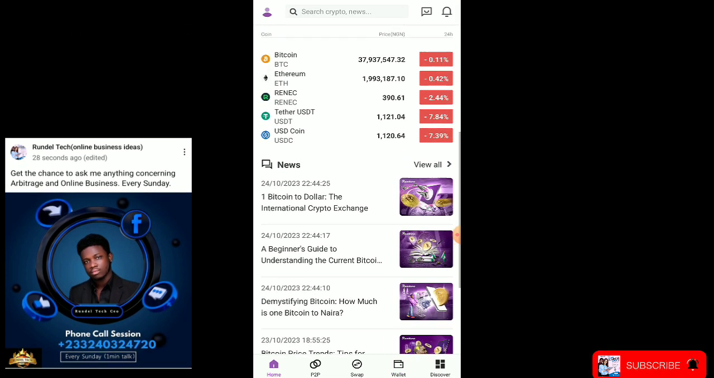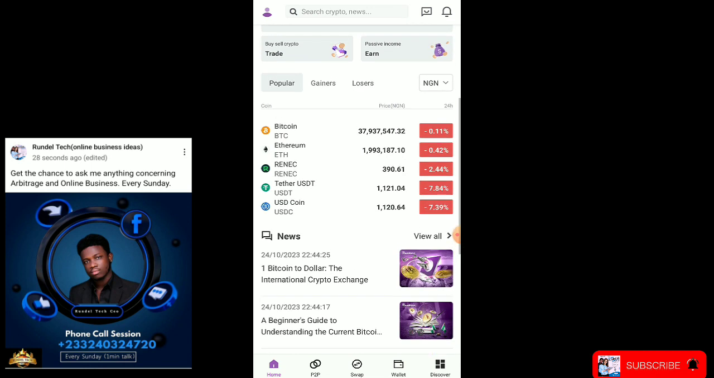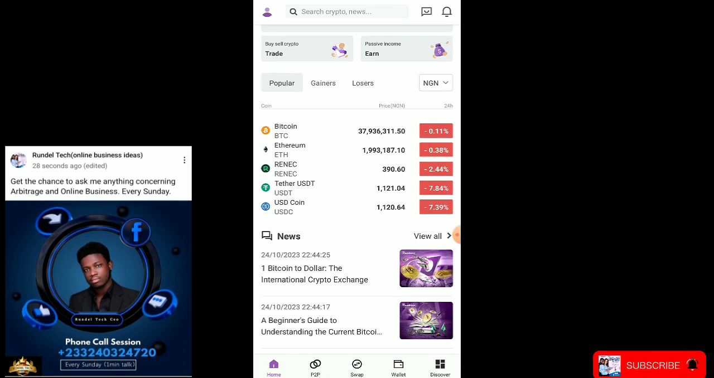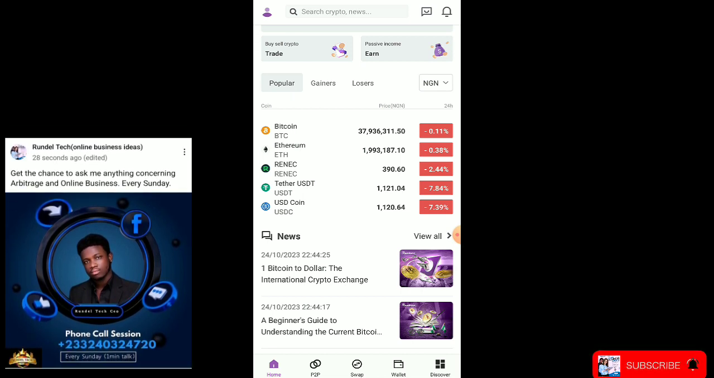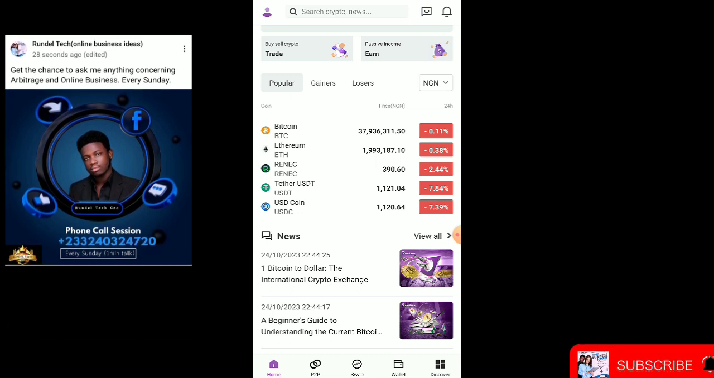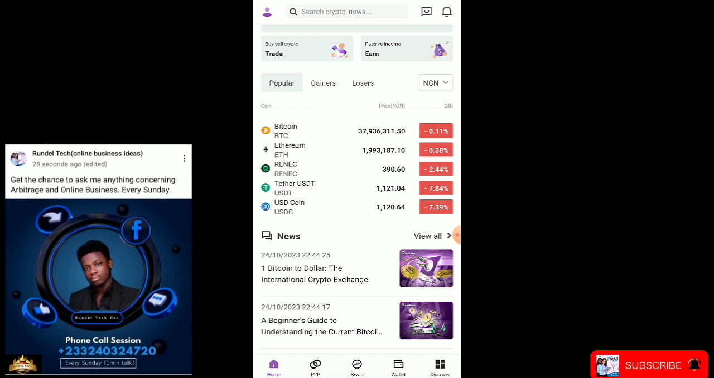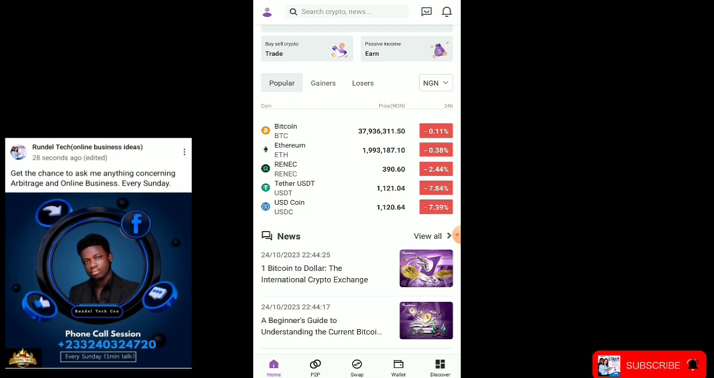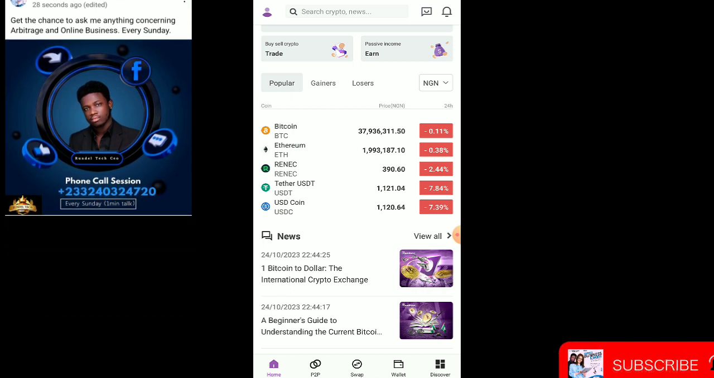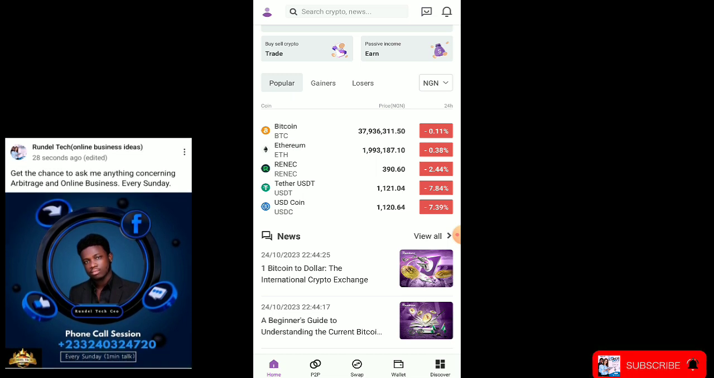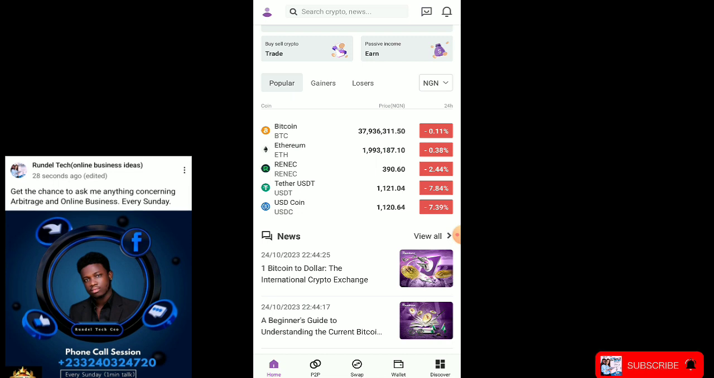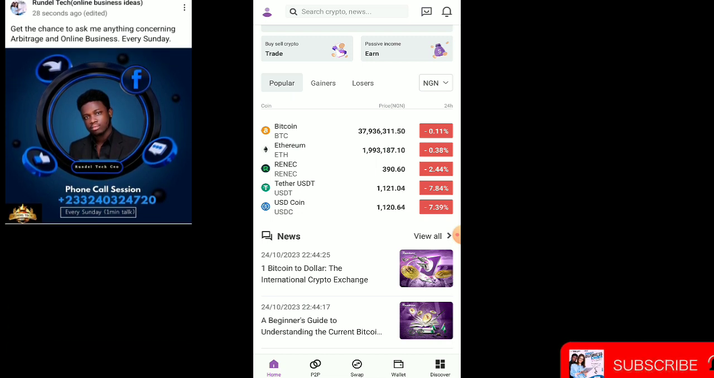Right now, if you're buying USDT, it is 1,121.04 naira. If you compare this rate to Binance, Eversend, Yellow Card, Trust Wallet, and Femex, you see that this is the cheapest rate for you to buy USDT. This is one of the best apps for you to buy USDT from.